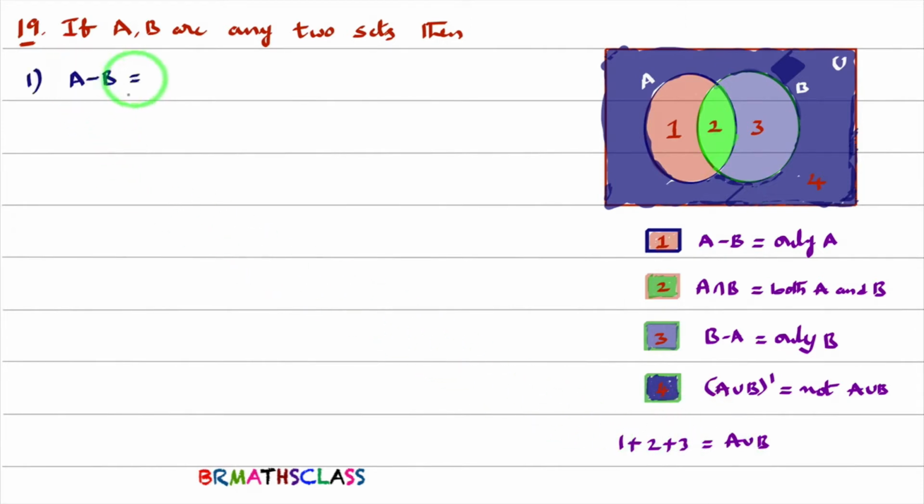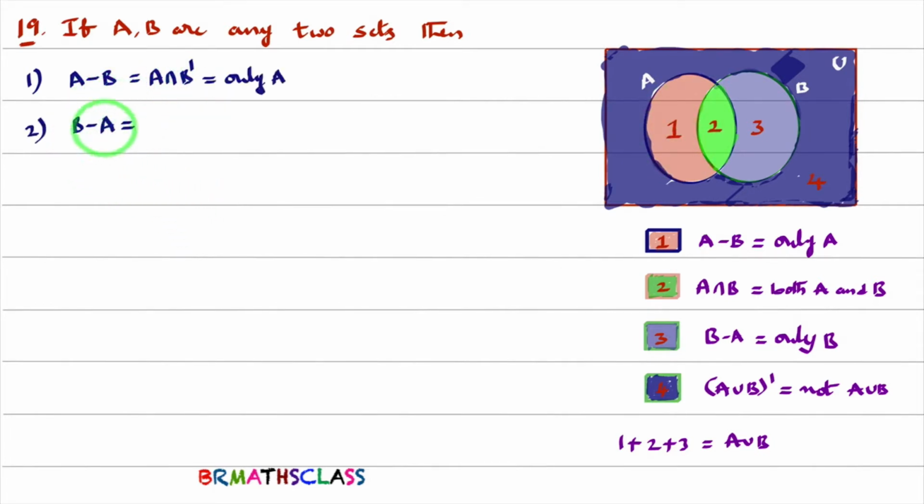First property. You see this A minus B. A minus B means only A. A minus B can be written as A intersection B dash. A intersection B dash means what? A but not B. B dash means not B. A dash means not A. Try to understand. A and not B is nothing but this part 1 only. Please try to understand what I am trying to say. A minus B can be written as A intersection B dash.